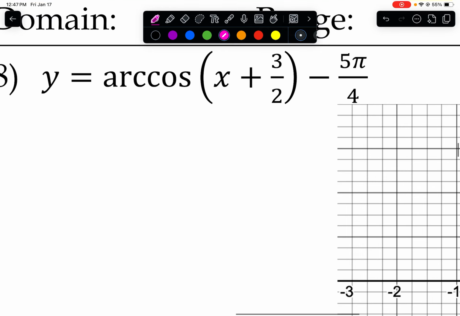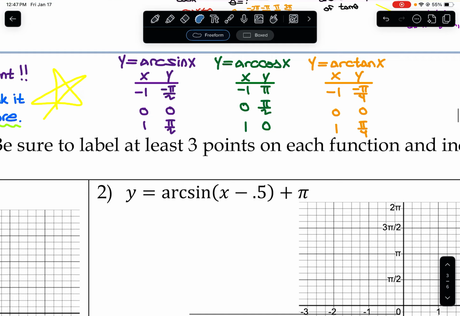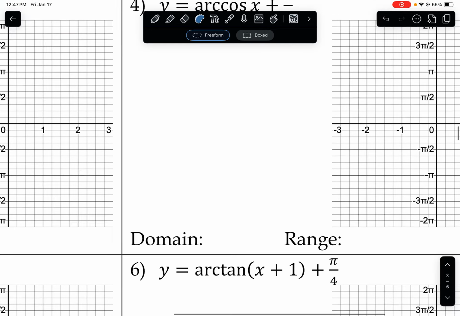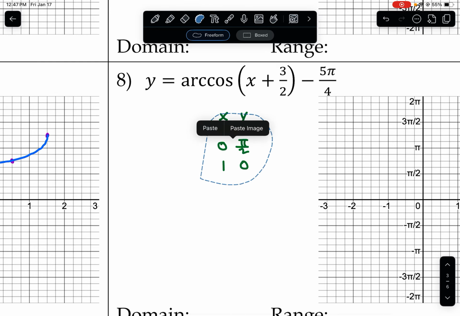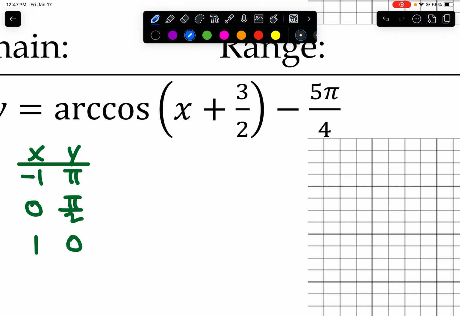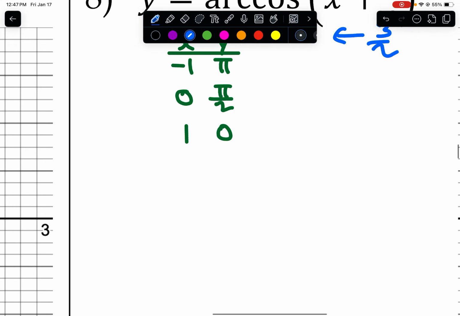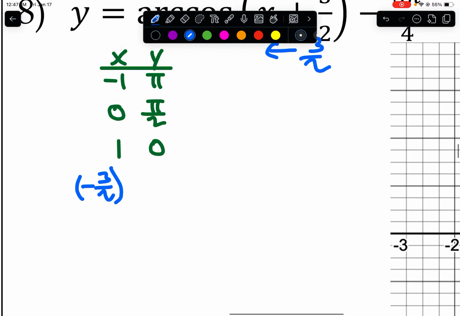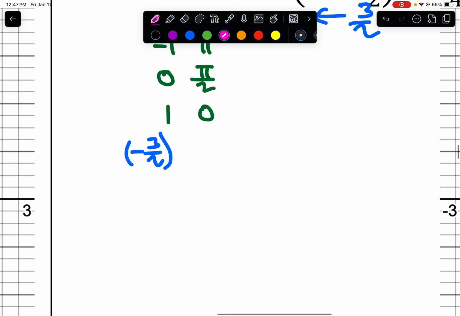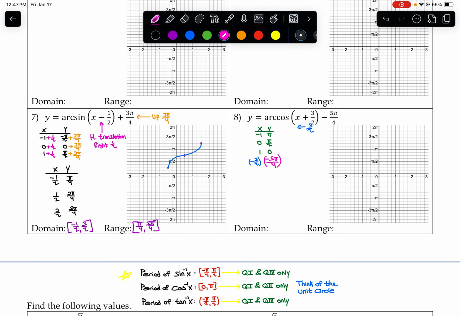Okay, so on number 8, I'm just going to kind of get you started. I'm not going to do this one fully. So you're going to take your table for inverse cosine, and then your transformations. So x plus 3/2 means I'm going to go left 3/2, which means I'm actually going to subtract 3/2 from all the x values. And then for the y values, I'm going down 5 pi over 4. So now I'm going to subtract 5 pi over 4 from all the y values. And then you can just transform the graph that way. So I'll give you all time to do that one.